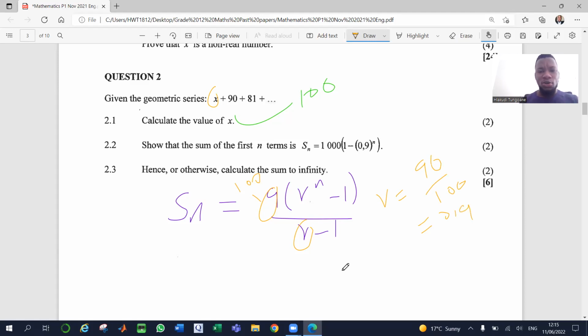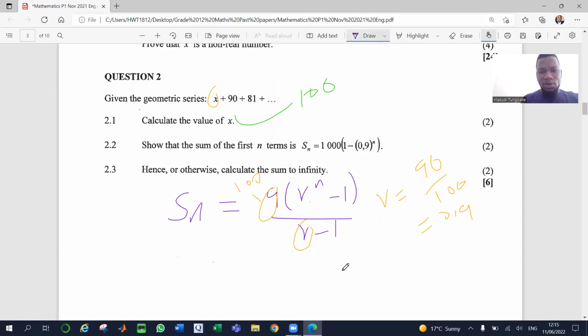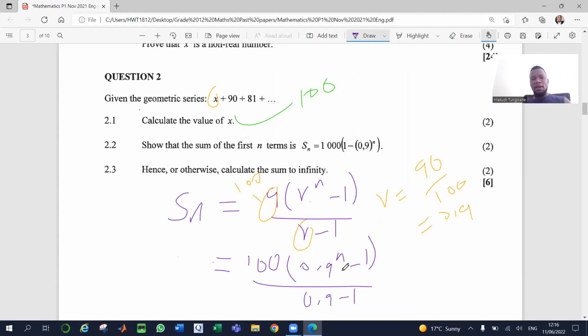Okay, so now if we continue to substitute in our formula, we're gonna have a, which is 100, and then r to the power of n. What is r? r is 0.9, to the power of n minus 1, then divide by what? What is r? 0.9 minus 1, right? So this is the same as, remember 0.9 minus 1, so that's minus 0.1.